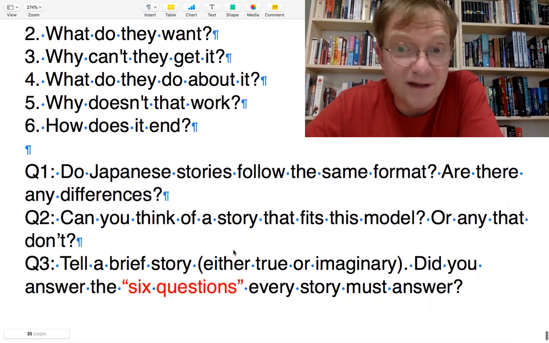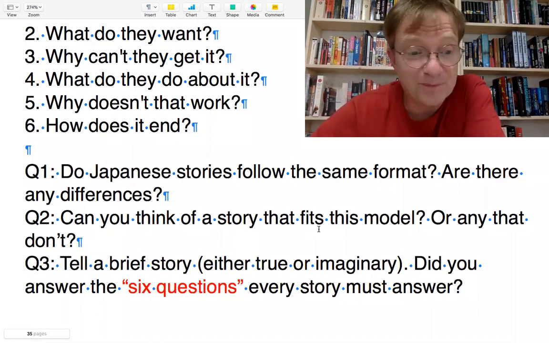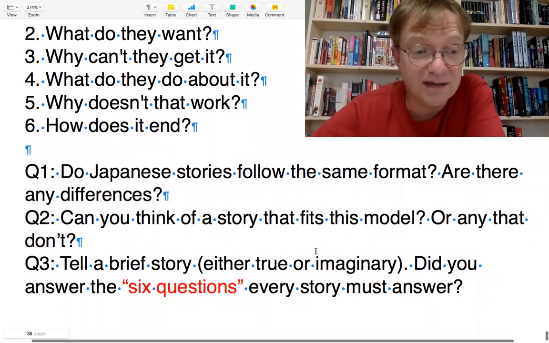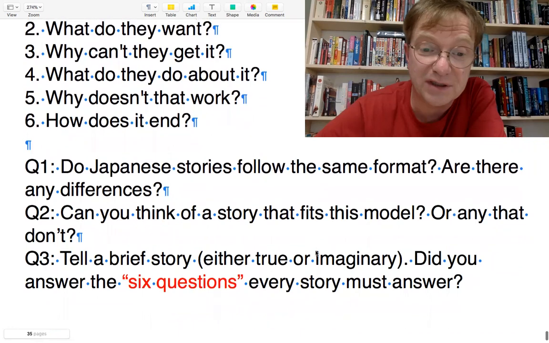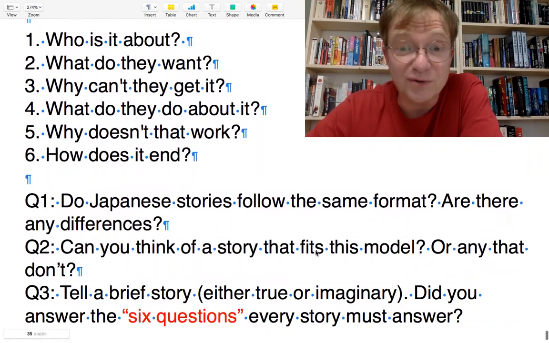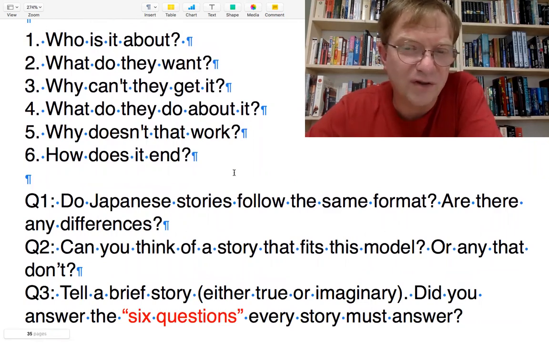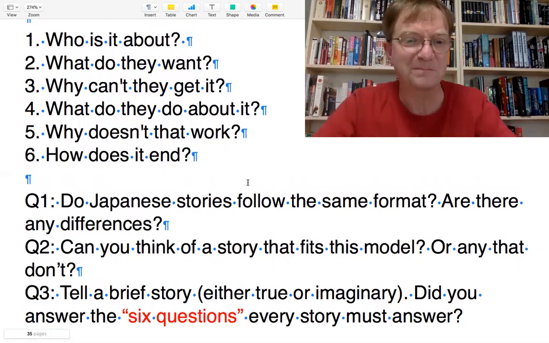And number 3, if you like, tell me a brief story, either true or imaginary. You can make it up. And in that story, did you answer the 6 questions every story must answer? If you did, then that's a good story. If you've got something missing, then it's not a good story, not a complete story.